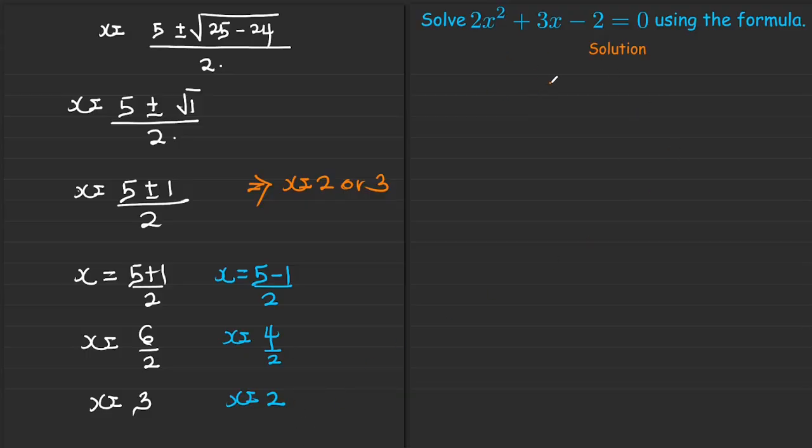Let's take this as our second example. This time around, our a is not going to be 1, but then it's going to be 2. So we have to solve this using the formula. We have 2x squared plus 3x and then minus 2. Now it simply implies that our a is equal to 2, our b is equal to 3, and then our c is equal to -2.